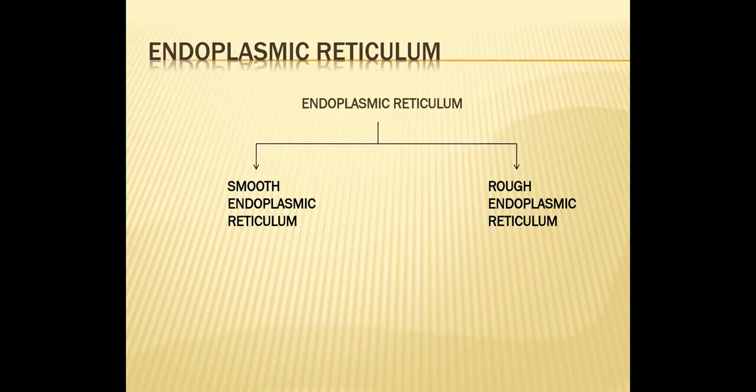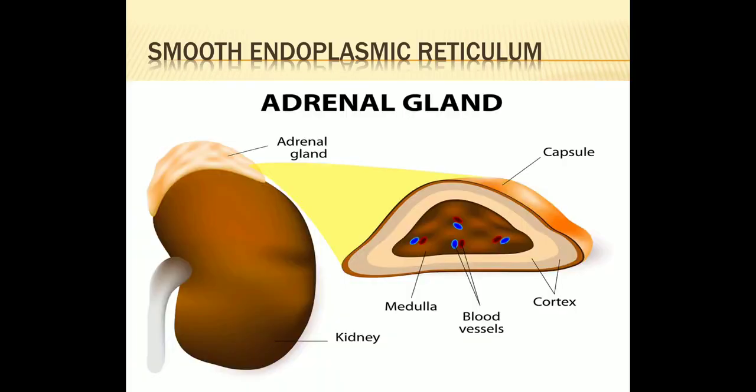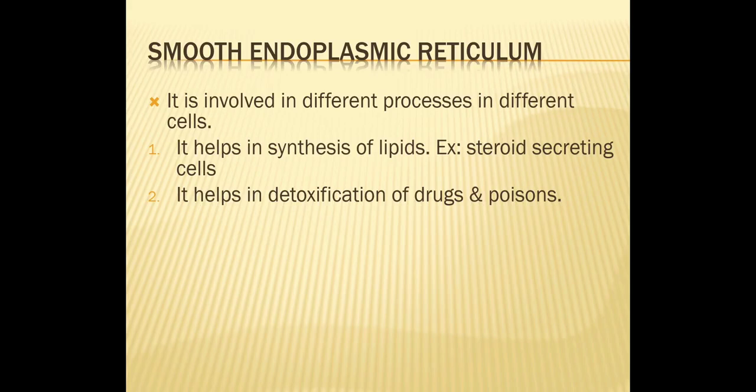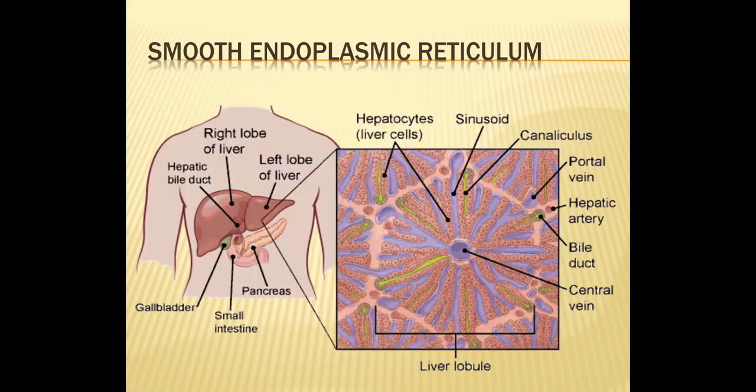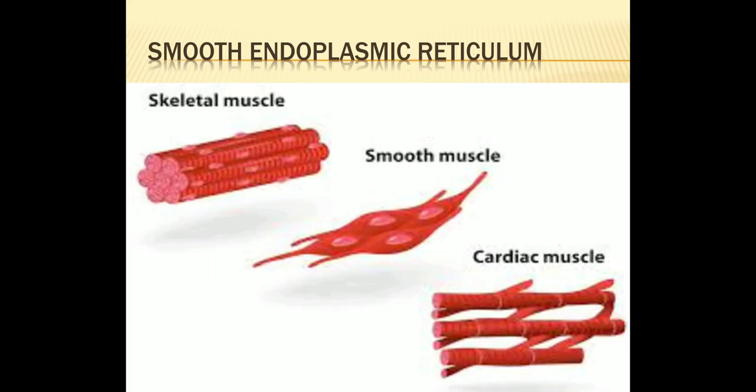If we talk about smooth endoplasmic reticulum, you will find it is involved in various processes in different cells. It helps in synthesis of lipids, for example, in steroid secreting cells of cortical regions of adrenal glands, testis, and ovaries. Then it helps in detoxification of drugs and poisons, for example, in liver cells. Then it helps in storage of calcium ions, for example, in muscle cells.